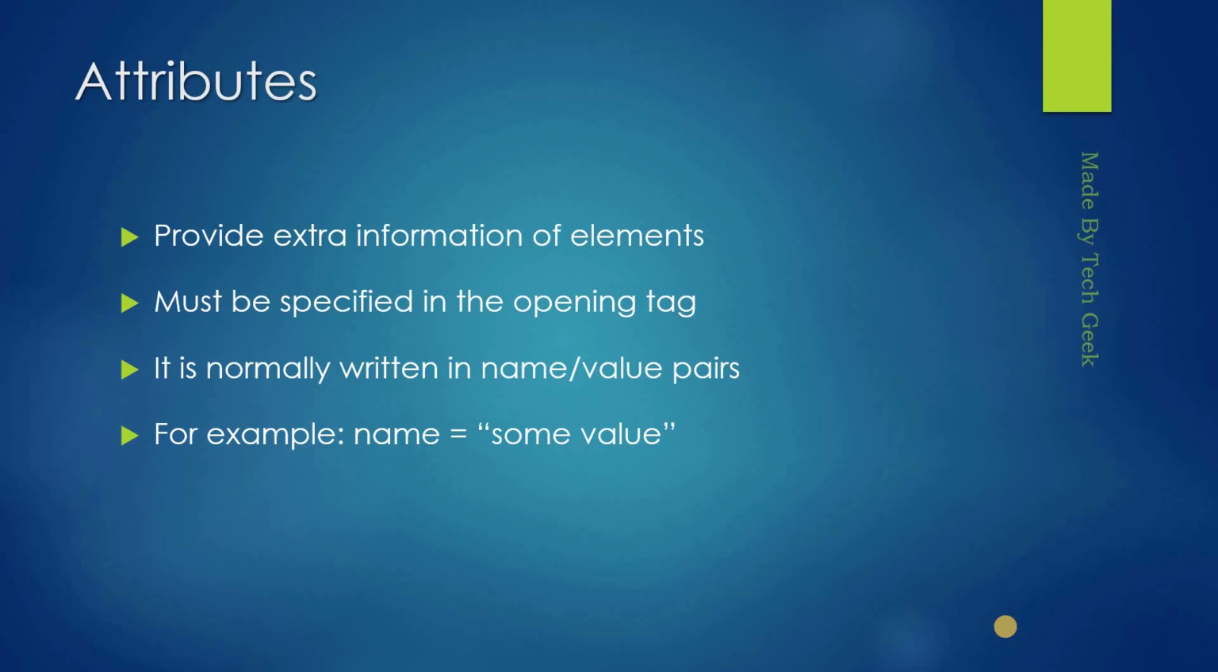Another important point is that it is normally written in the format of name-value pairs. An attribute is nothing but you just give a name and give it some value. We will discuss practically how you can do that, so don't worry about it. For example, name is equal to some value, so this would be an attribute and it goes in the start of any tag or element.